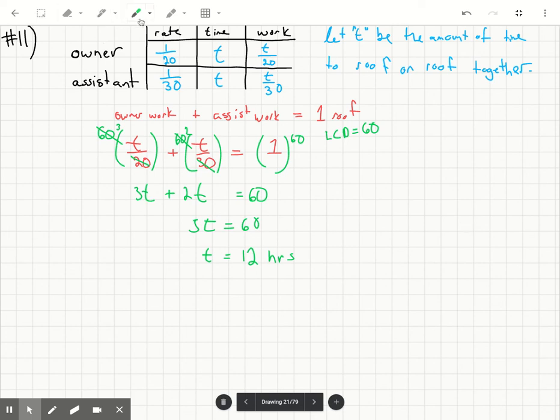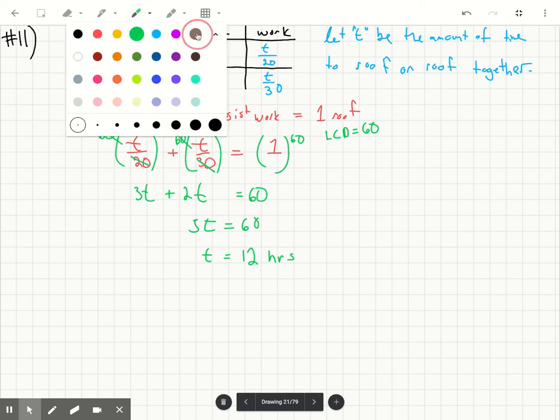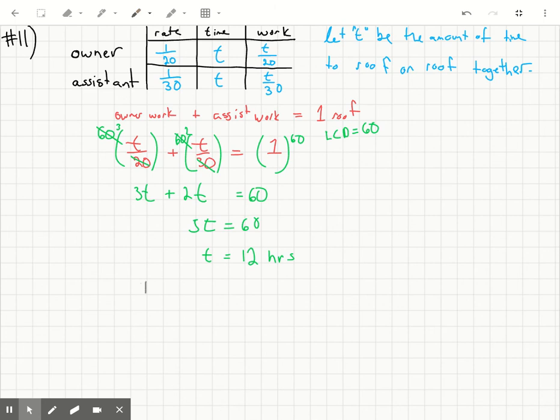All right, so the answer is it will take 12 hours, because that was the variable we already said. That's what we're trying to find out, to do it together, right? To shingle one roof together.